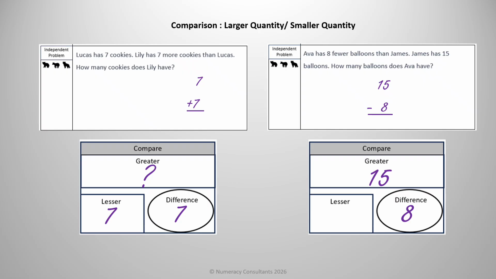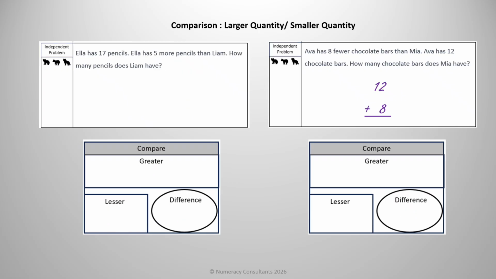Now, the next page will be a little different. So these last two problems also have to do with solving for the larger or greater quantity or the smaller or lesser quantity, but these are very confusing for kids. So let's take a look at the first one. And it says, Ella has 17 pencils. Ella has 5 more pencils than Liam. How many pencils does Liam have?